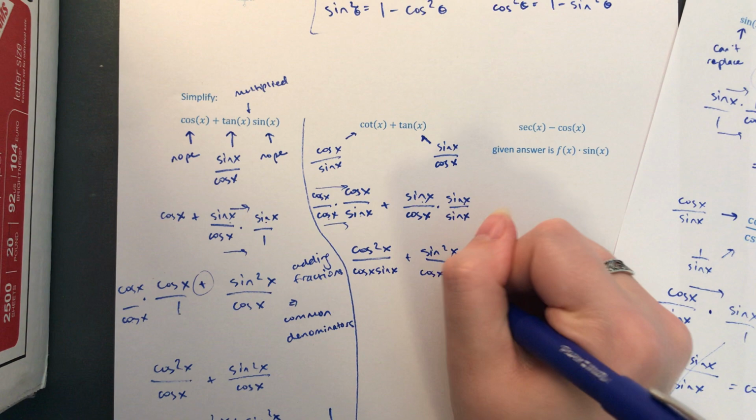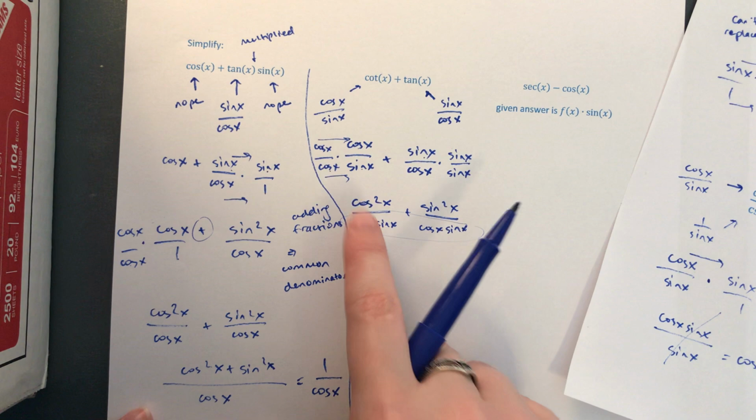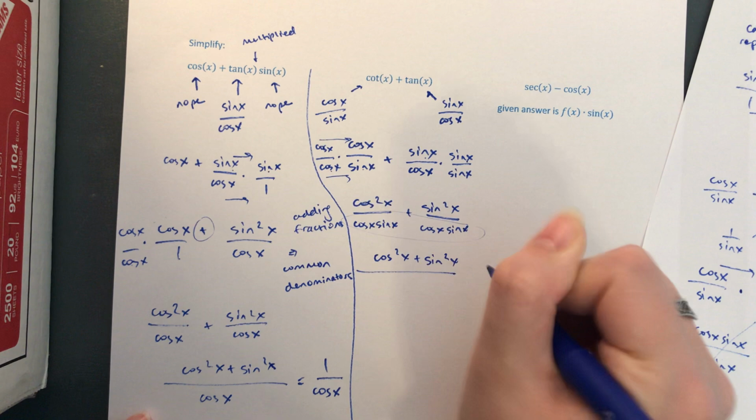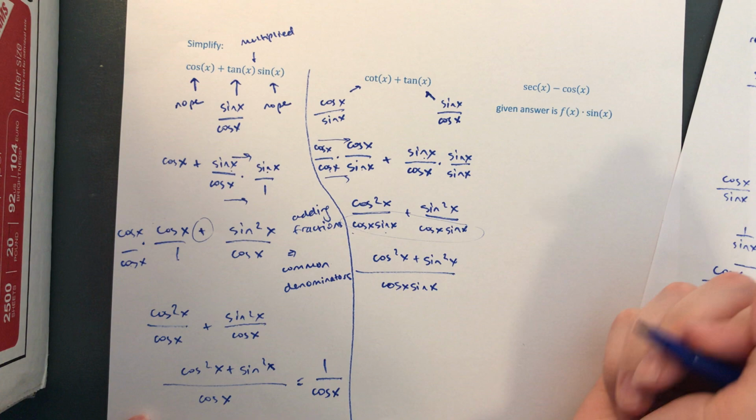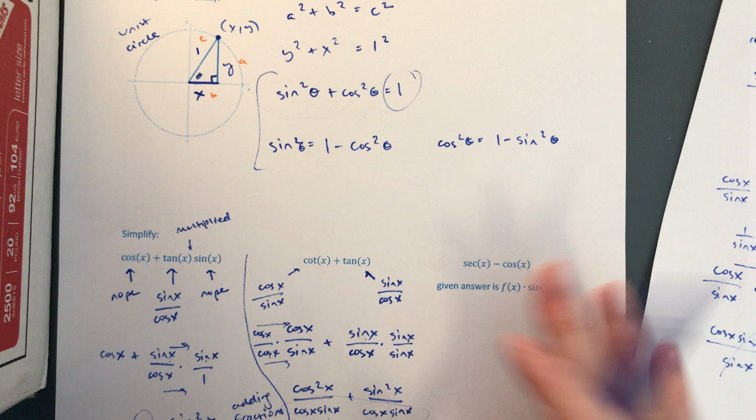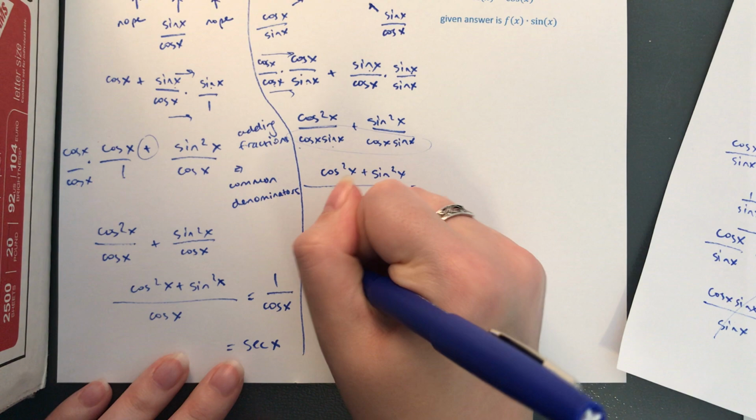Sweet. So then we can write it as, they have a common denominator now. Both their denominators are cosine sine, so we can write it as one fraction. The top is cosine squared x plus sine squared x over the common denominator, cosine x sine x. And then again, this is your Pythagorean identity. Whenever you have cosine squared plus sine squared, either way, it can be flipped, it equals 1. So we can replace the numerator here with 1 over cosine x sine x.